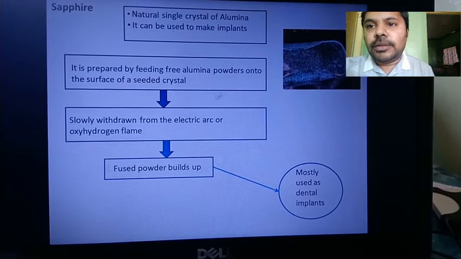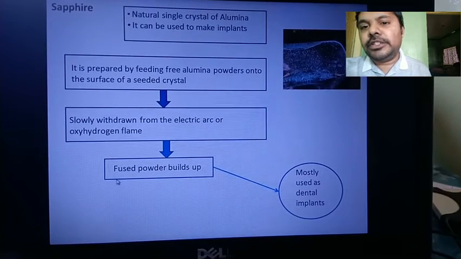After growing the seed, suppose we expose this crystal to the electric arc or oxyhydrogen flame, and we pass the alumina gas or alumina powder. When we expose this crystal to that process, finally fused alumina powder builds up. Fused is nothing but the alumina is grown over the seed, so that is called fused. Fused is nothing but joined or bonded.